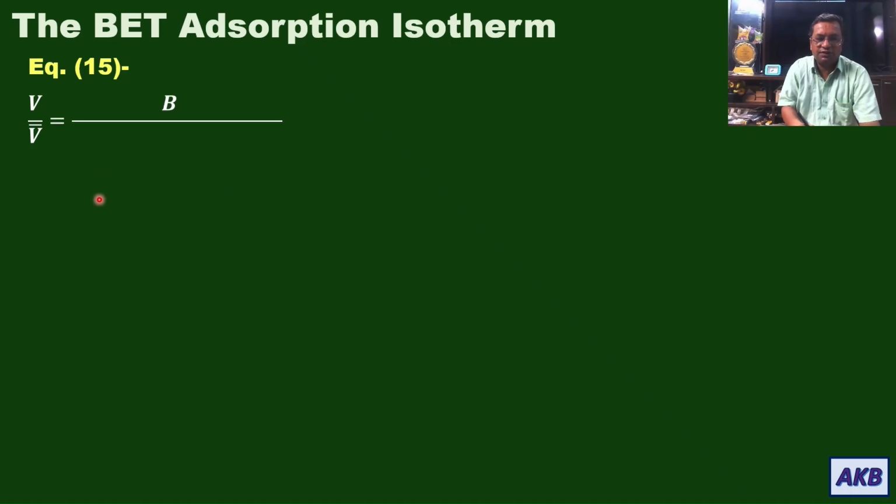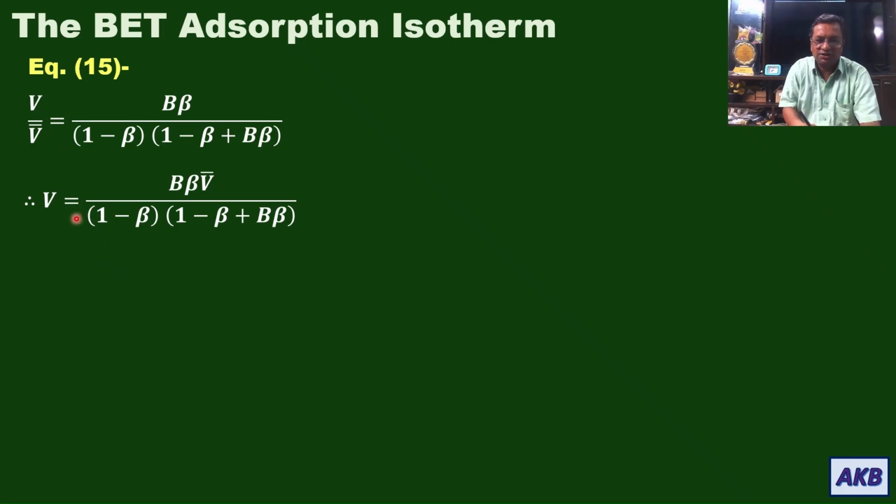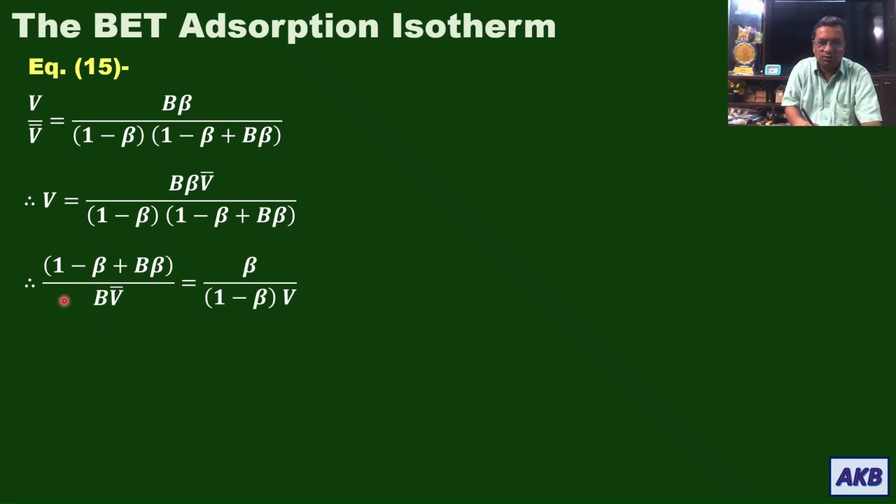Okay, so in equation 15, we previously got V upon V bar is equal to B into beta divided by 1 minus beta into 1 minus beta plus B into beta. So now I will rearrange it. I'll take V bar to the other side. We also got an equation for beta when P becomes equal to PA naught, so we are going to use that. First, let us rearrange the equation. So V is equal to B into beta into V bar divided by 1 minus beta into 1 minus beta plus B into beta. Further rearrangement gives this equation.